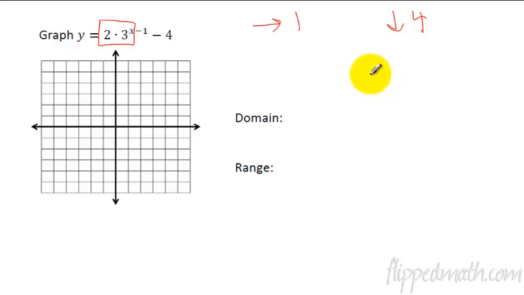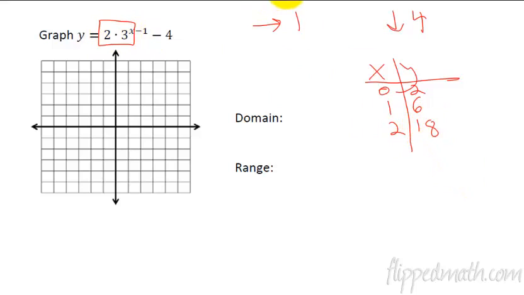So what I would do is create a quick little t-chart, and I'm just going to plug in a few numbers here, 0, 1, and 2. If I plug in a 0, then I would get 2 times 1, which is 2. If I plug in a 1 here, I'd get 2 times 3, which is 6. And if I plug in a 2 here, I'd get 3 squared, which is 9. 2 times 9 is 18.